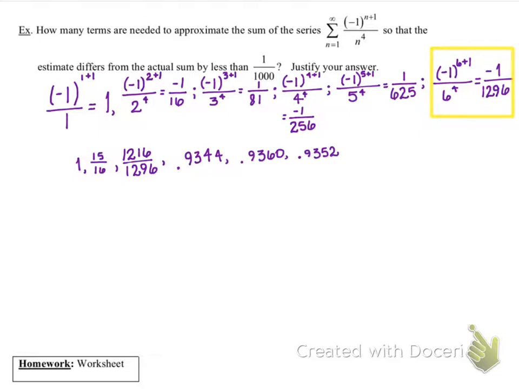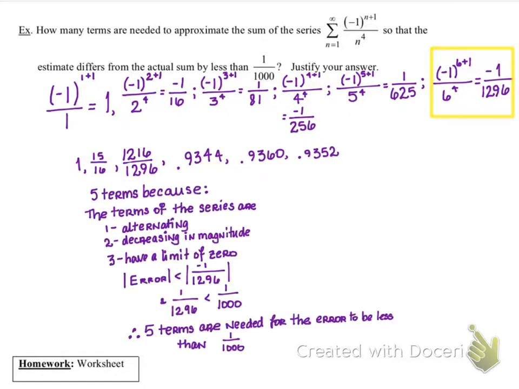We also need to state that it actually qualifies for the alternating series test, so I'm going to write that down too. We can simply state that the terms of the series are alternating, decreasing in magnitude, and have a limit of 0. In this particular case, we don't need to prove that. We can say that the absolute value of the error is less than the absolute value of -1/1296. And we also know that 1/1296 is less than 1/1000th. Therefore, only 5 terms are needed for the error to be less than 1/1000th.